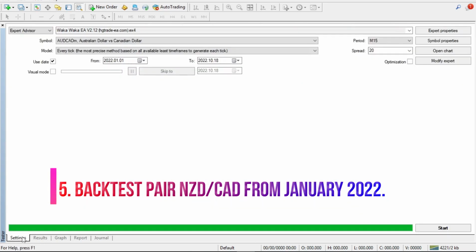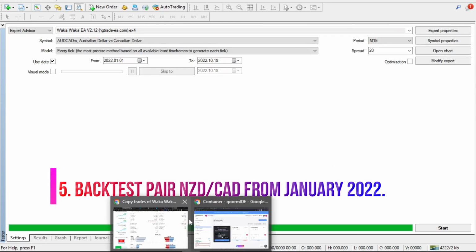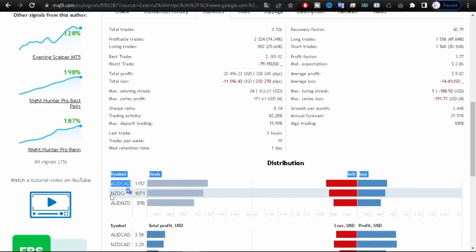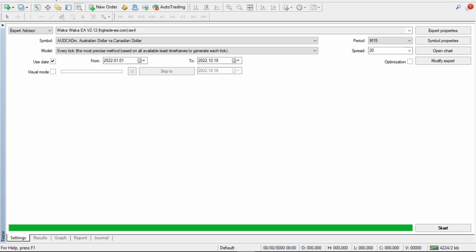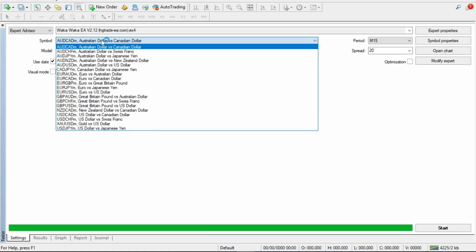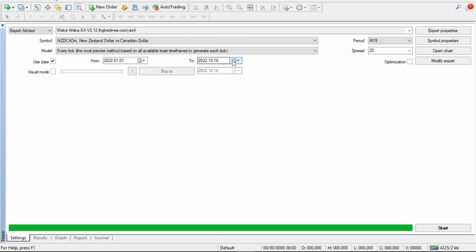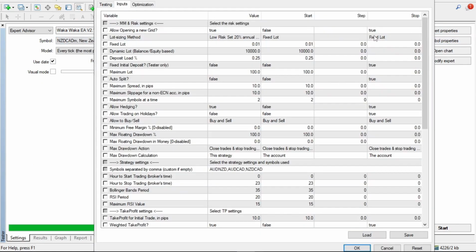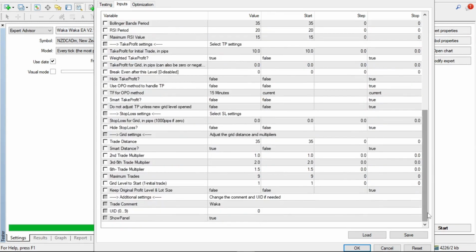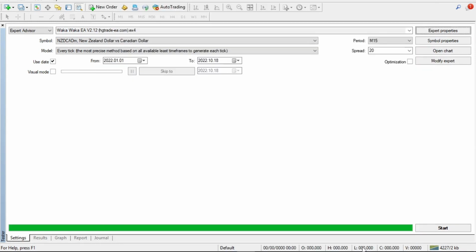5. Backtest pair New Zealand dollar to Canadian dollar from January 2022. New Zealand dollar to Canadian dollar is one of the recommended pairs from the expert advisor development team Waka Waka EA. For preset settings I will use the default with a capital of $1,000, as well as M15 and spread 20 time frames.